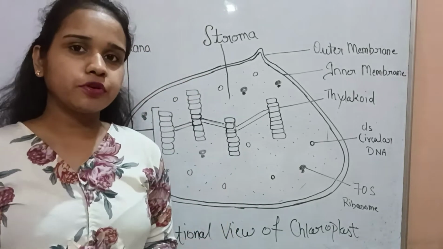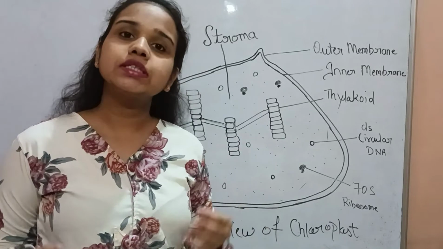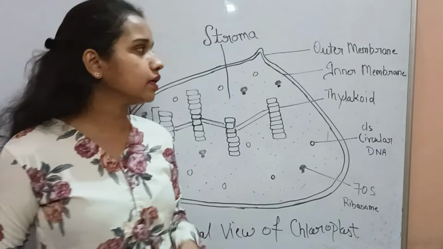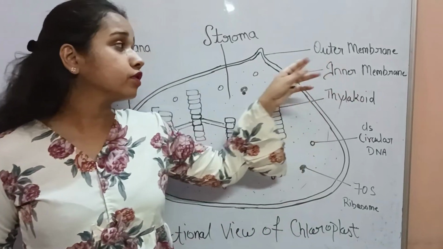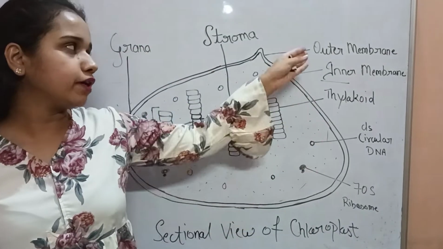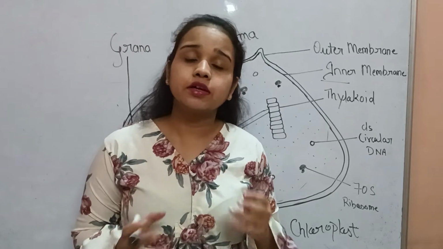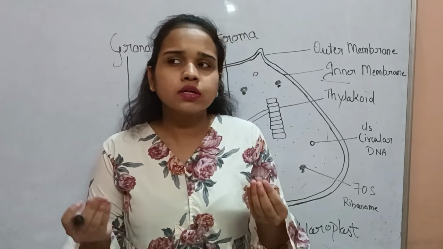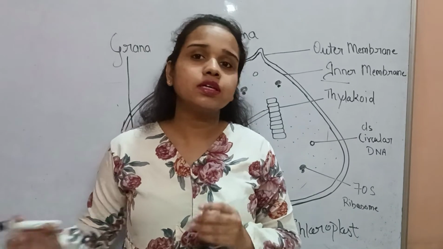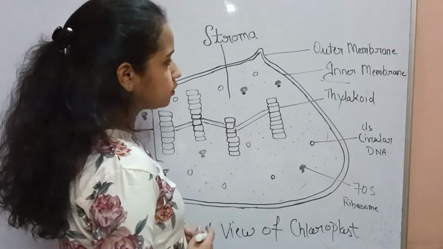Guys, one thing we have to remember here is that the inner membrane of chloroplast is quite impermeable to various kinds of molecules, or you can say the inner membrane of the chloroplast is relatively less permeable as compared to the outer membrane. Now what does this mean? This means that the inner membrane allows only a few specific types of molecules to pass through it while restricting the others. Now next we'll proceed with thylakoids.